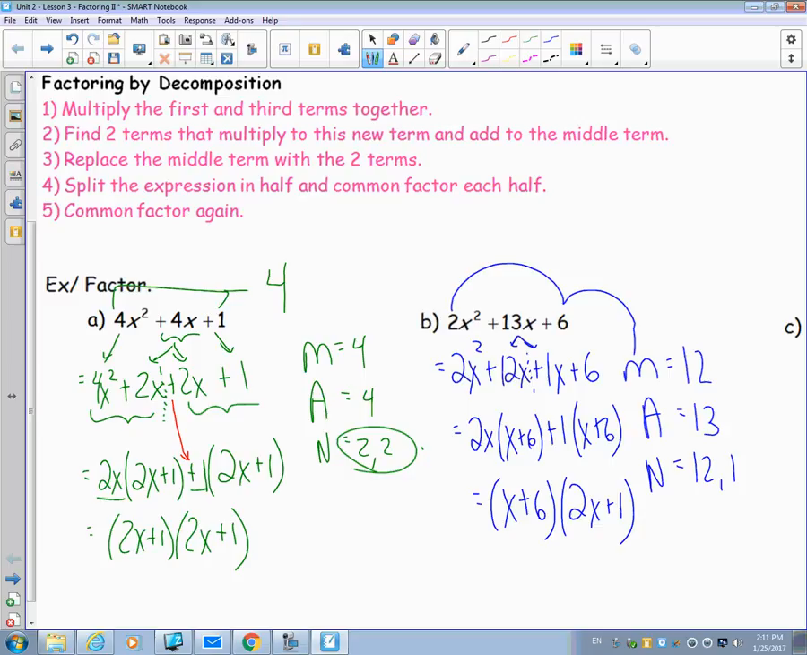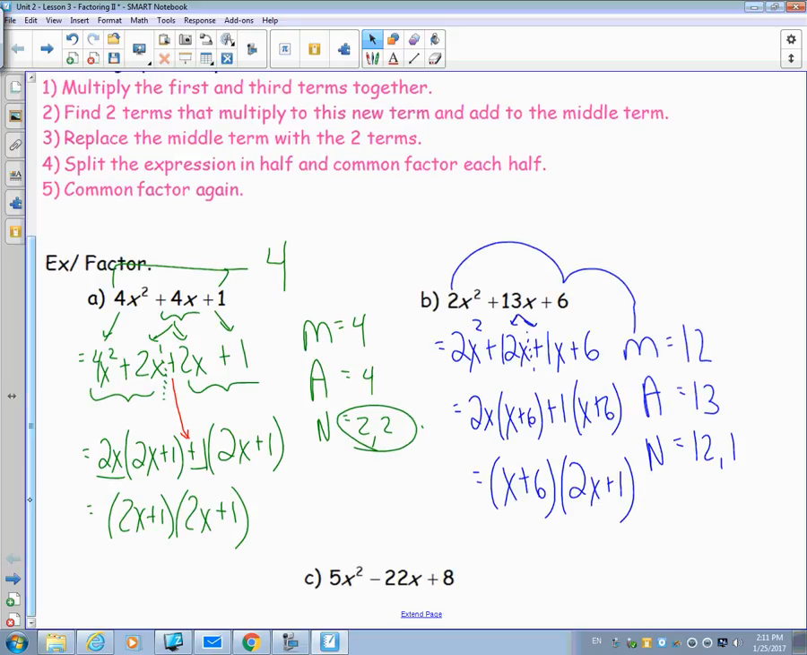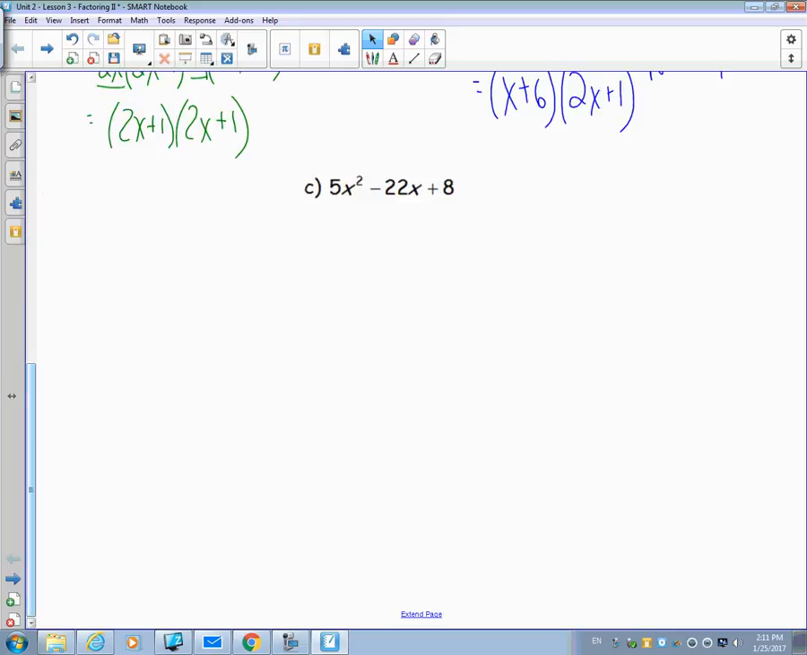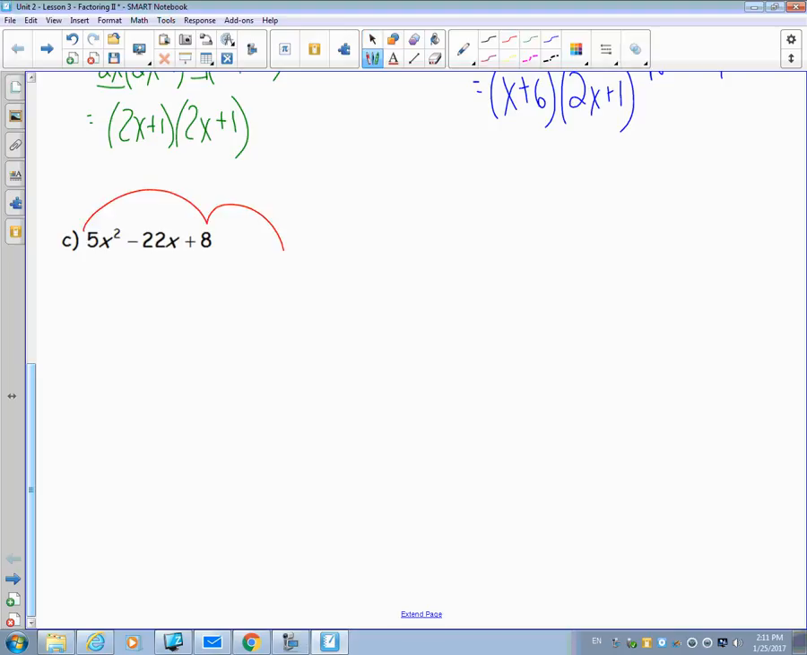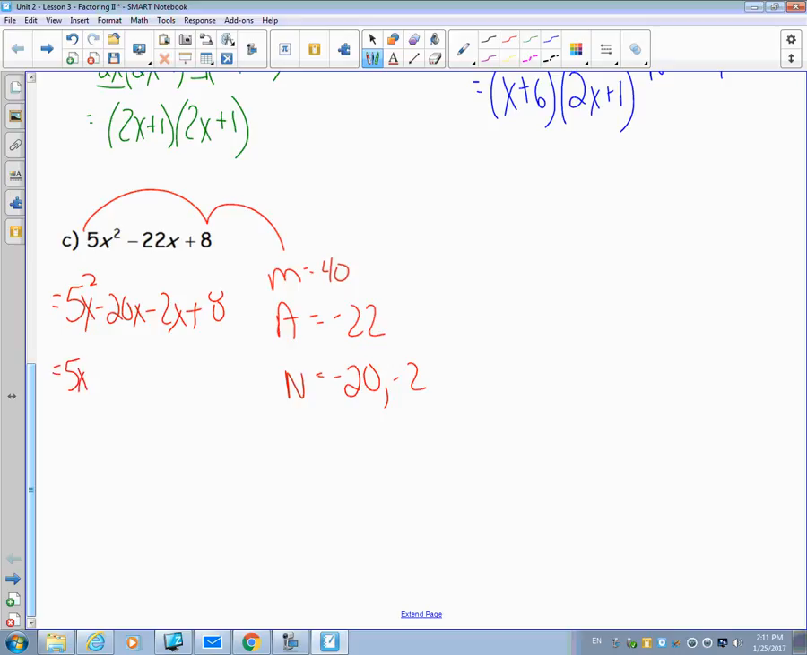Okay. We'll try one more just in case. And we should be okay with this method, I hope, by now. That's something we did last year, but if not, try the third one. Okay, 5 and 8 makes 40. Negative 22. What multiplies to those? I need a negative 20 and a negative 2. I always like to put my big term first. You don't have to. There's nothing wrong with putting it second, but I just put it first usually. Okay, split in half. And we'll be left with that piece.